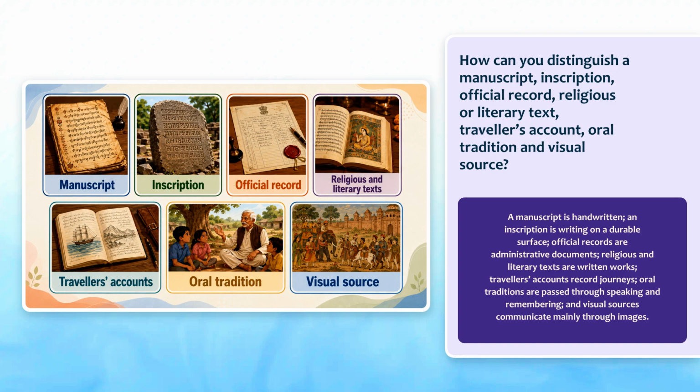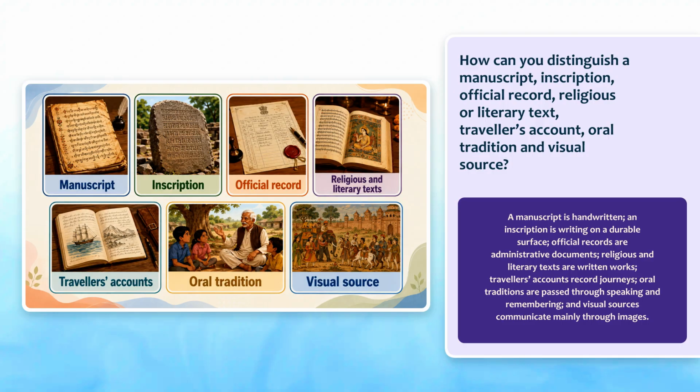Use all 7 source cards. How can you distinguish a manuscript, inscription, official record, religious or literary text, traveler's account, oral tradition, and visual source? Each card has a different way of carrying information. A manuscript is handwritten. An inscription is writing on a durable surface. Official records are administrative documents. Religious and literary texts are written works. Travelers' accounts record journeys. Oral traditions are passed through speaking and remembering, and visual sources communicate mainly through images. The form of each source is the key distinction.